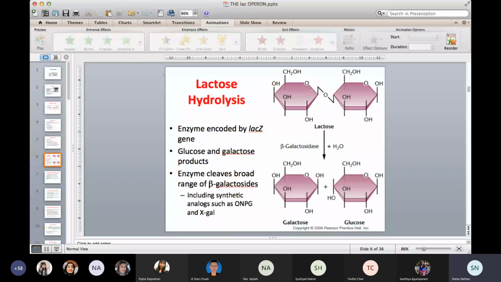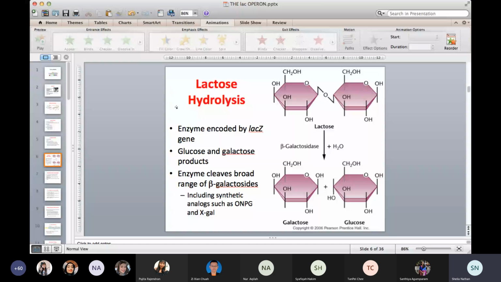Now the Lac operon, the biochemical reaction that takes place by the enzymes that are produced by Lac Z, Lac Y, and Lac A, the overall process is to hydrolyze lactose into galactose and glucose. So let's take one step back. You've already learned about metabolism in eukaryotic cells and in prokaryotic cells. The purpose of doing metabolism is to produce energy in the form of ATP.